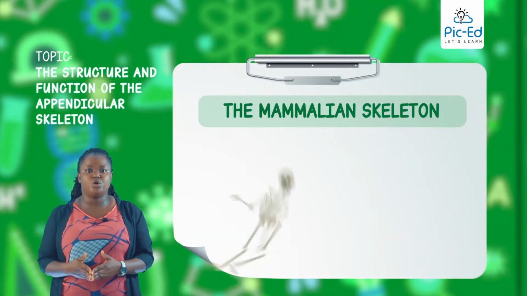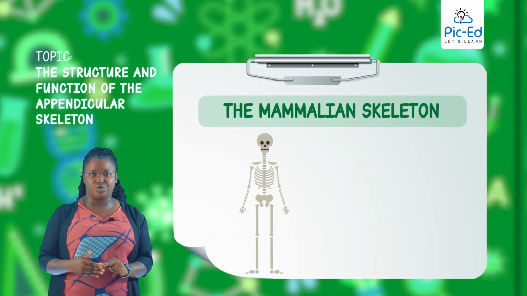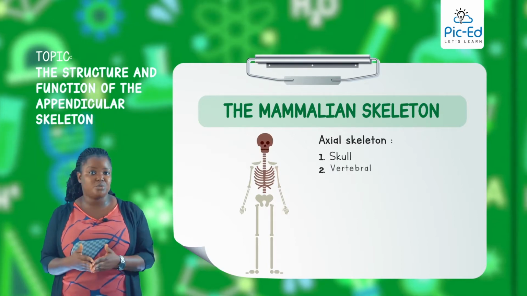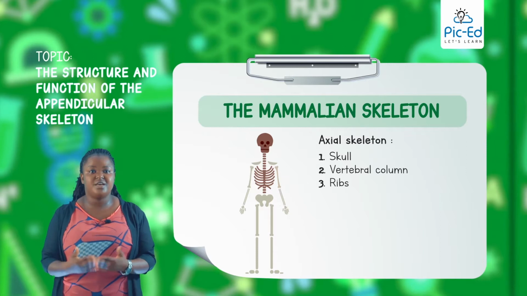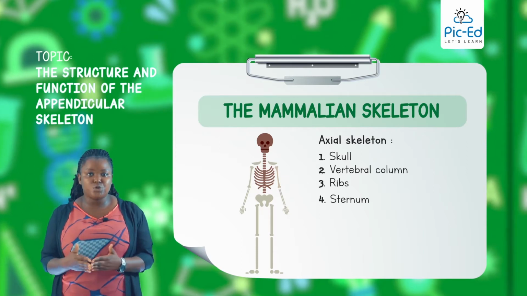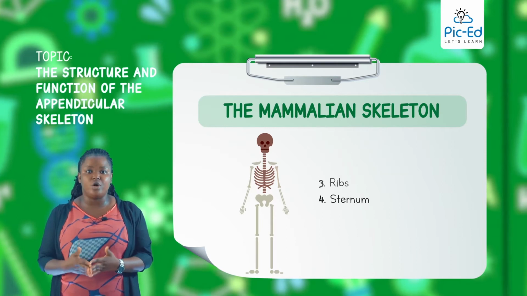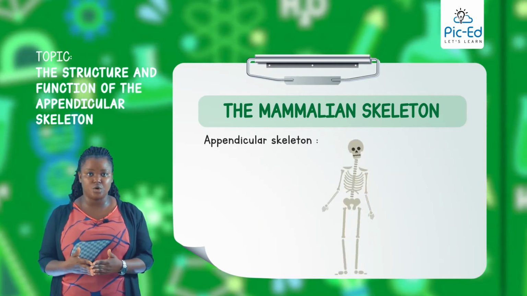As earlier said, the mammalian skeleton is divided into two major divisions. The axial skeleton, made up of the skull, the vertebral column, the ribs, and the sternum. Those we have already looked at. However, today we are going to focus on the appendicular skeleton.